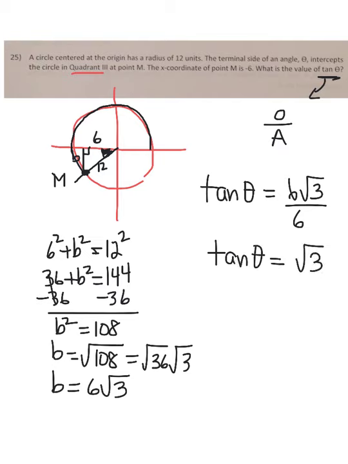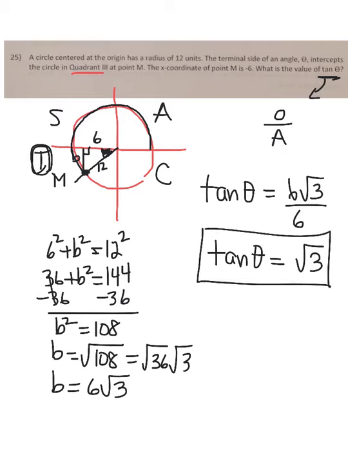Now let's see if we have a positive radical 3 or a negative radical 3. So all students take calculus. Tangent is positive in the third quadrant, and that's exactly what I have. So I don't need to do anything but box off my answer.